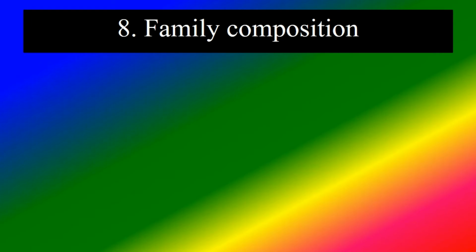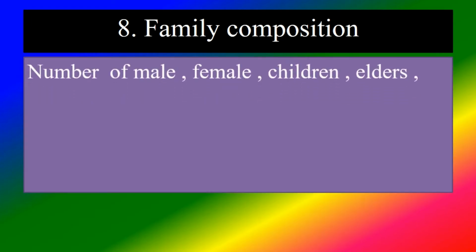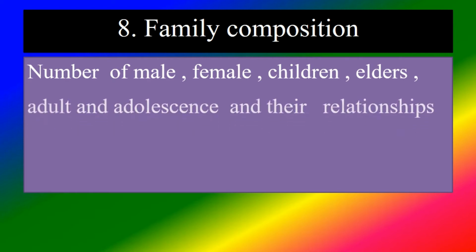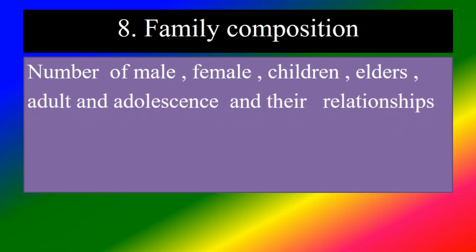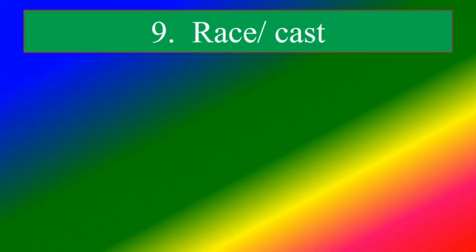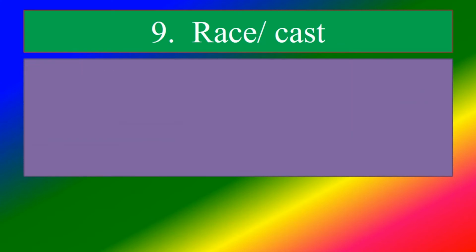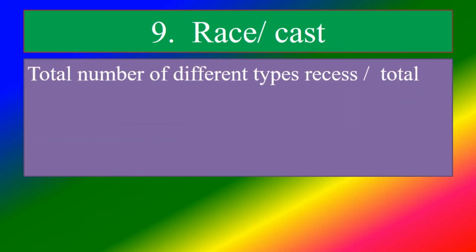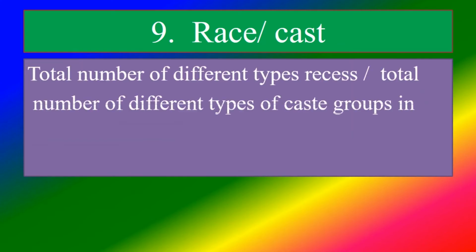Eight, family composition. Number of male, female, children, elders, adolescents, and their relationship in a family. Nine, race and caste. Total number of different types of races. Total number of different types of caste groups in defined population.